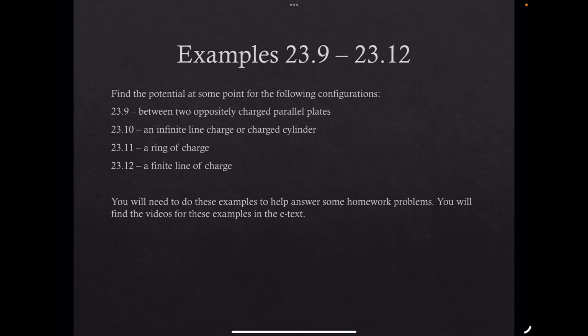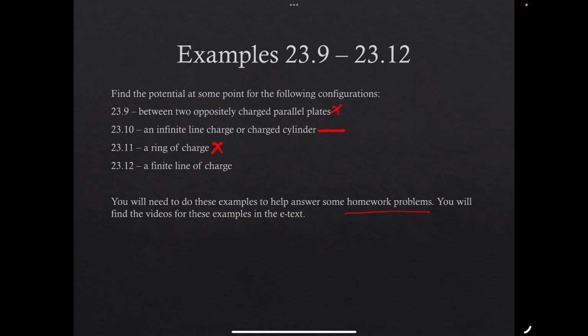If you were to do any of these examples, I would just do 2310. Don't worry about ring symmetry, okay? We'll go back to parallel plates when we get to chapter 24. So if you're going to do any of these examples, I would look at 2310 for infinite line charge, okay? They're going to be the most helpful for you to answer some homework problems.